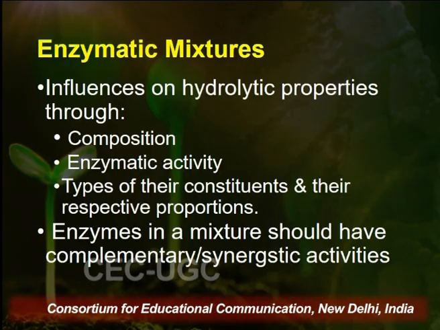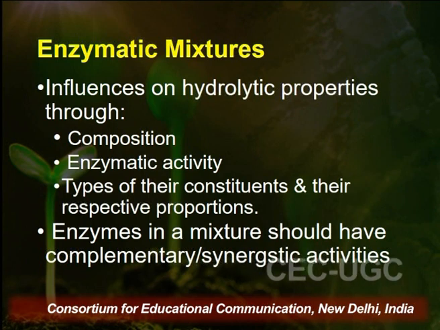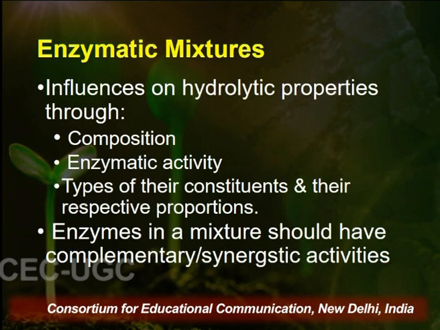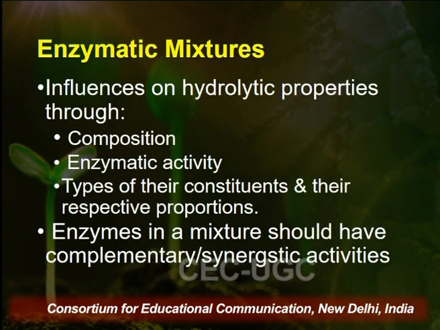Then the third factor is the types of constituents and their respective proportions. When we say type of constituent, we mean which kind of enzymes are involved in that mixture, and what is the proportion of those enzymes. Say, for example, a plant matrix is rich in hemicellulose and we are using a mixture of cellulases, proteases and pectinases, so no hemicellulases are there in that mixture. That will have a negative impact on the overall efficiency of the process. If we add hemicellulases to that mixture, this will definitely enhance the overall extraction efficiency.